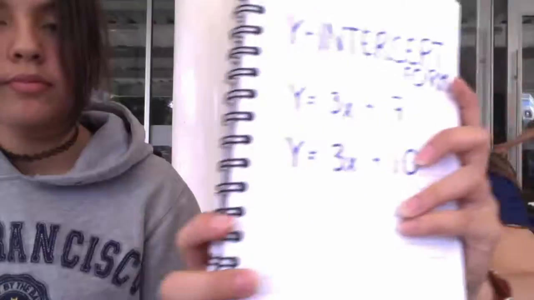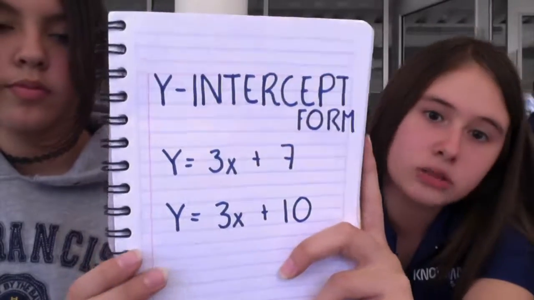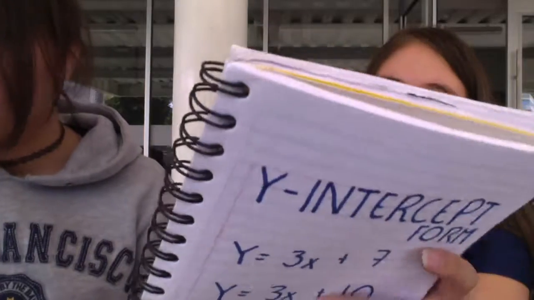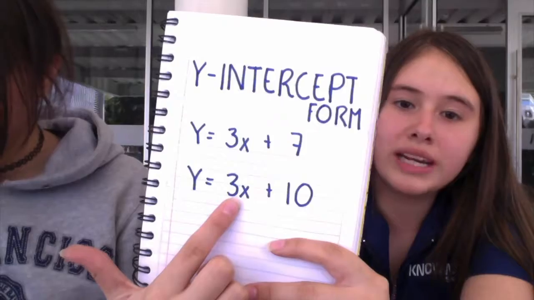The second one is when it's written in the y-intercept form. What you have to do is change the independent number for another one with the same sign. An example will be y equals 3x plus 7, and the result for another parallel line is y equals 3x plus 10. And there are the three types of form to obtain a parallel line.